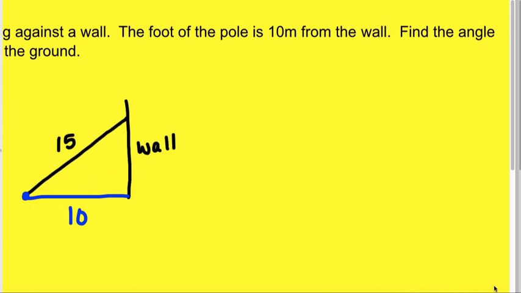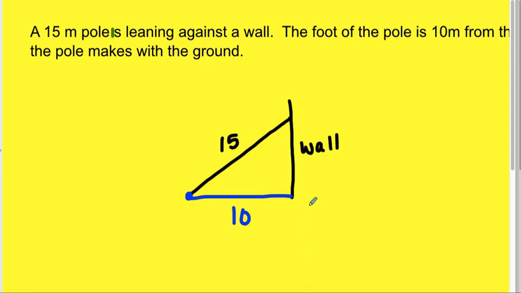Find the angle the pole makes with the ground. So here's the pole, and here's this 10, which is the ground. So I'm looking for the angle the pole makes with the ground. I'm looking for this angle. I'm going to call it angle X, okay? I look at what I have now. I have a right triangle. Again, we're trying to draw a right triangle.